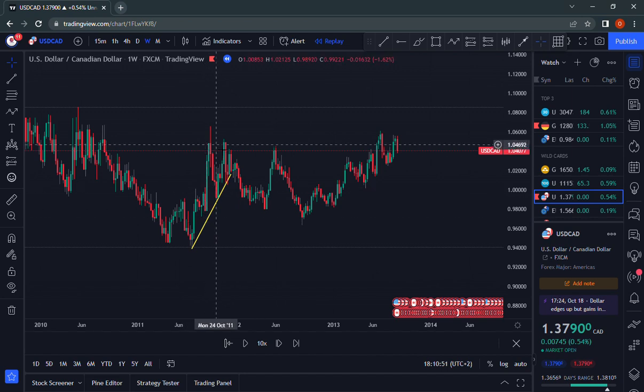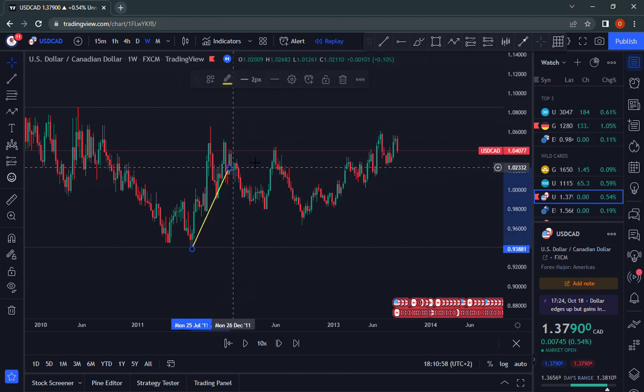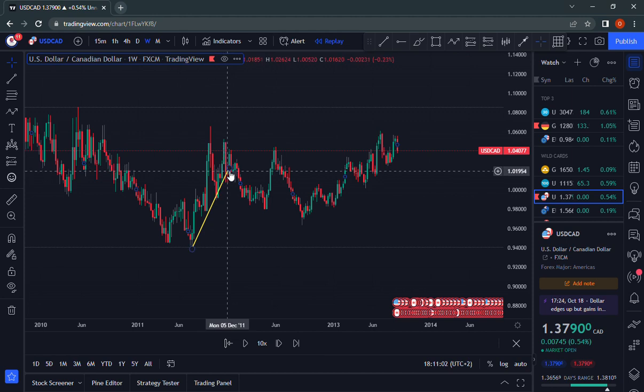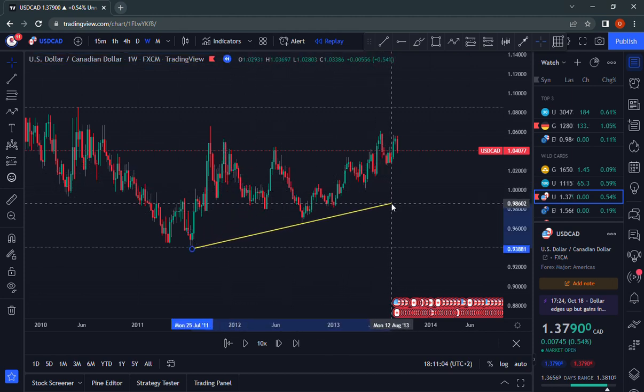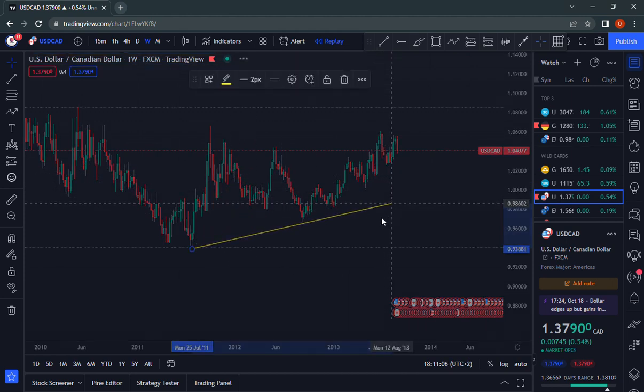This was our trend line. And then until this move breaks here, this was our trend line. And then from there, from here now, we have this.